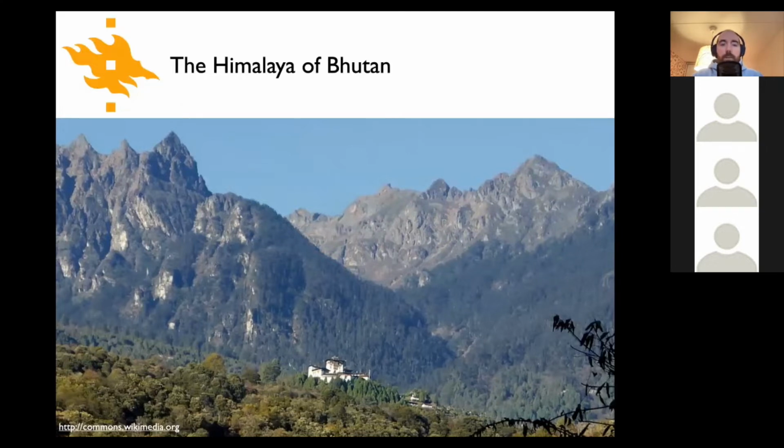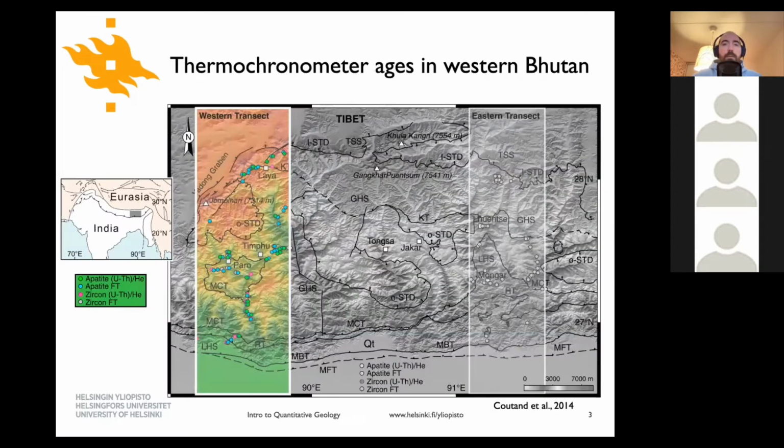This is a picture I just found on Wikimedia Commons of the Himalaya in Bhutan. It's a lovely landscape, as you can see clearly. And this is an area where I have worked earlier with some colleagues. They collected rock samples and dated them using different thermochronometers, and then I was involved in the modeling part of this data.